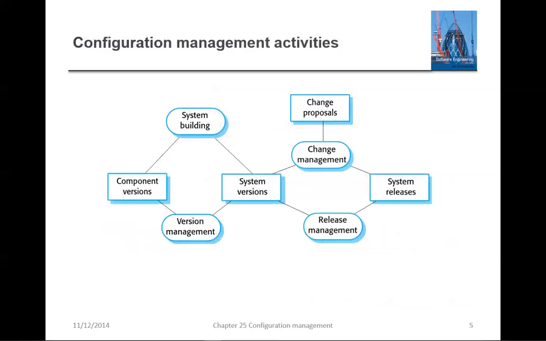So this is Diagram 25.1 mentioned just now in the previous slide. We can see how CM activities relate to each other. We have here system building, version management, change management, and release management. System building, together with version management, will produce component versions as well as system versions. These system versions will be used in change management, as well as used by release management. And then we're going to have a system release. Change management also will produce change proposals.